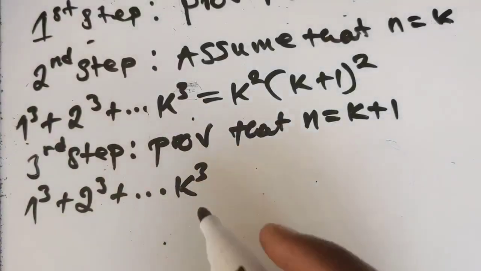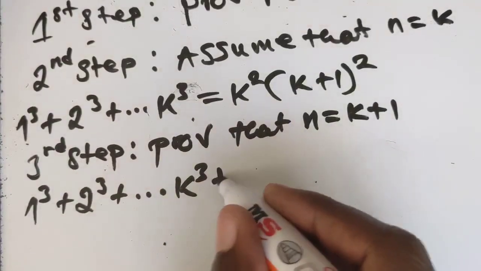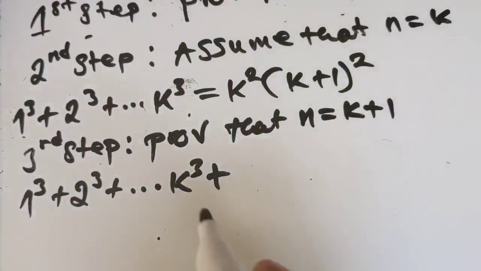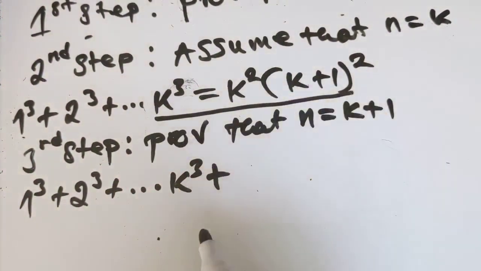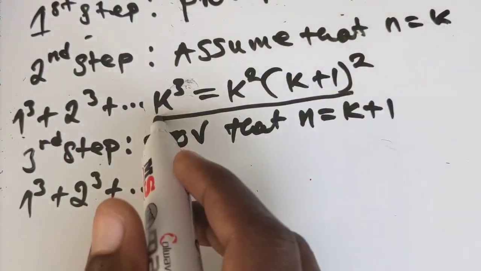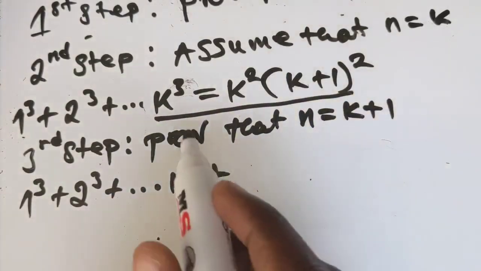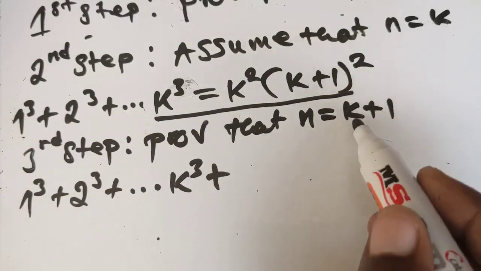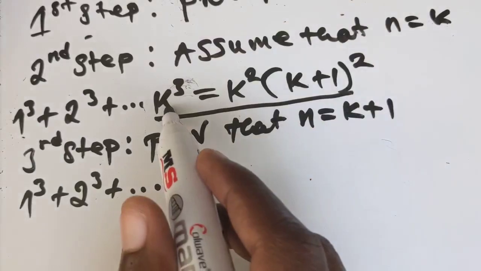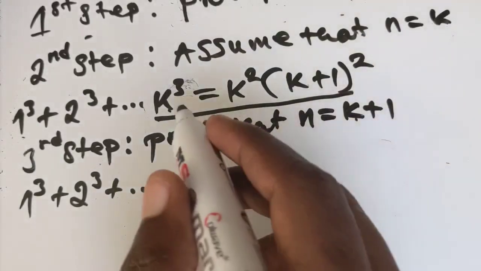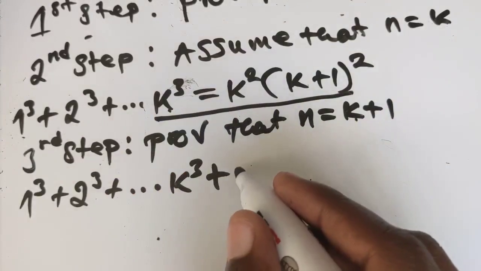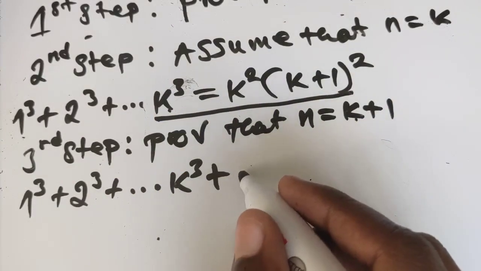Then the second thing is to add the next term. The term starts from here to here, but where there is k, we put k plus 1. Where there is k, you put k plus 1. So starting from here, we say this is k, so we put k plus 1.